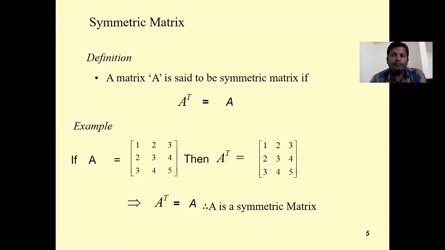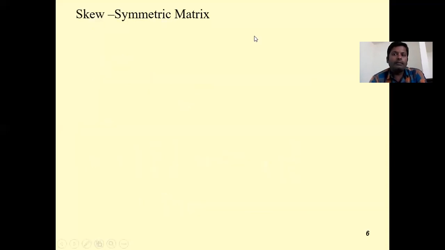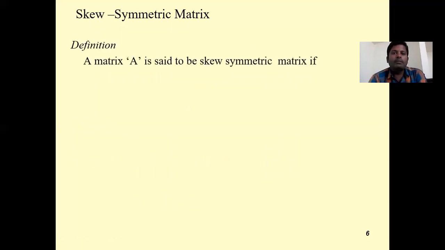Now we go to the next definition, skew symmetric matrix. The definition is: a matrix A is said to be skew symmetric if A transpose is equal to minus A. Now we see the example. A is given as 0, 2, 3; minus 2, 0, minus 1; minus 3, 1, 0.